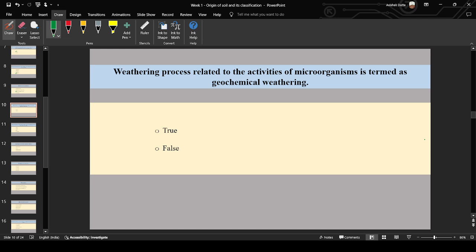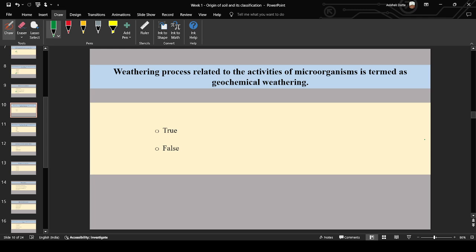Also, in some cases, we can find the term biochemical weathering. That means the action of microorganisms is aided by the action of chemical substances either produced by the microorganisms or any other geological activities.